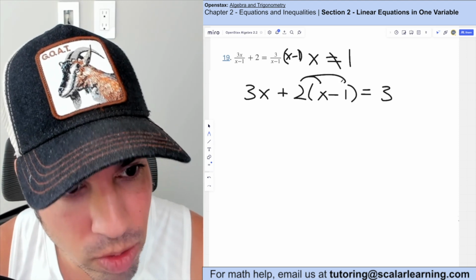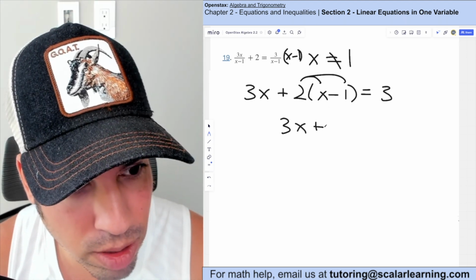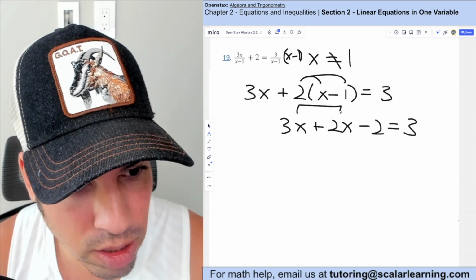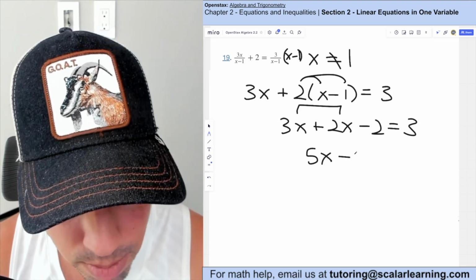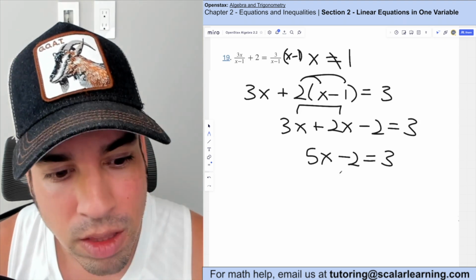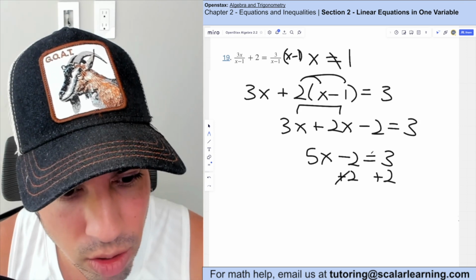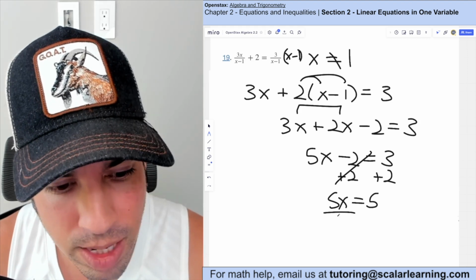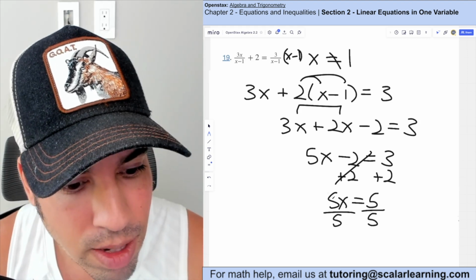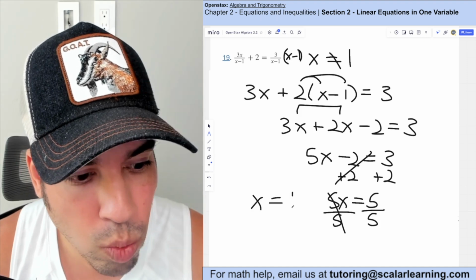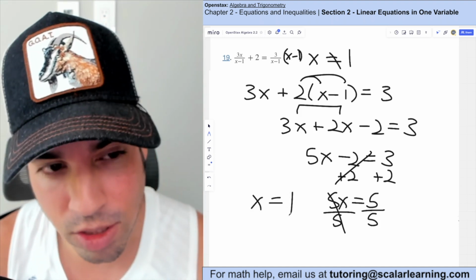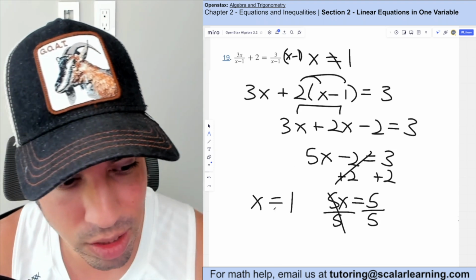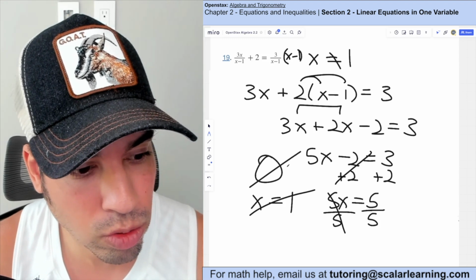Now I'm going to distribute that 2, and I've got 3x plus 2x minus 2 equals 3. These are going to combine to give 5x minus 2 equals 3. Then I'm going to add 2 to both sides to move that over, and that's going to be 5x equals 3 plus 2, which is 5. Last but not least, I'm going to divide both sides by 5, and I get x equals 1. But since this is an excluded solution, we already said x cannot equal 1. So if the solution here is 1, it means that there's no solution.